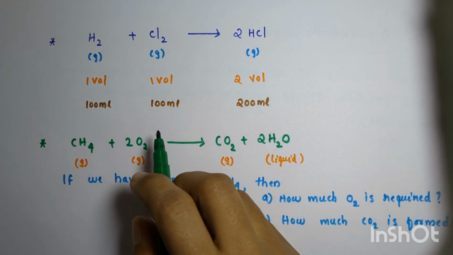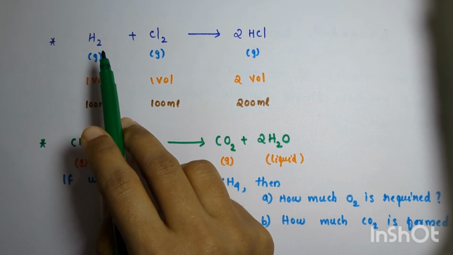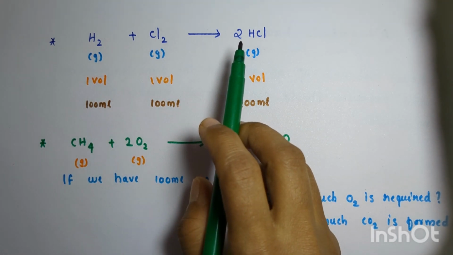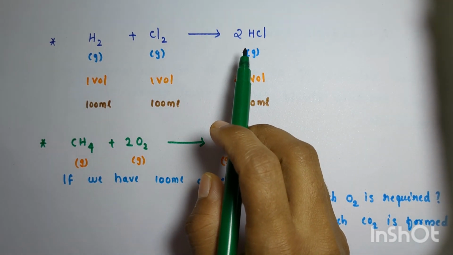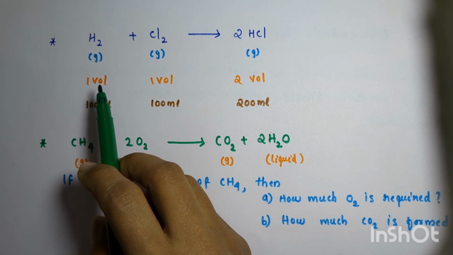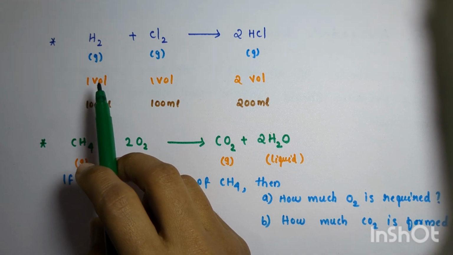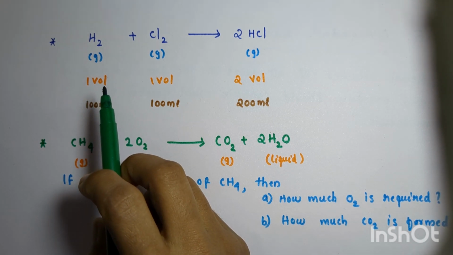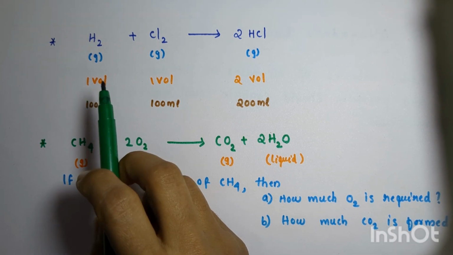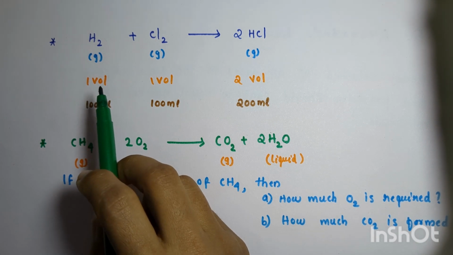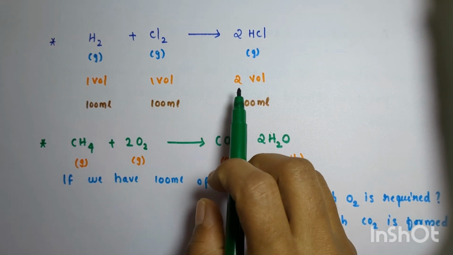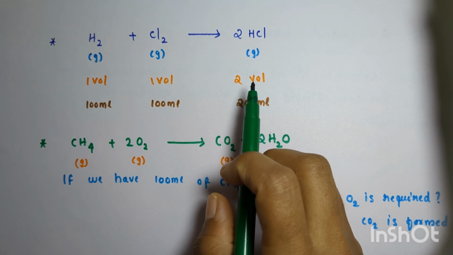Now, let us consider another example. Here, hydrogen gas combines with chlorine gas and gives HCl gas. So you see, as per the law, when gases combine or are produced in a chemical reaction, they do so in a simple ratio by volume. That means here 1 volume of hydrogen reacts with 1 volume of chlorine to give 2 volumes of HCl.